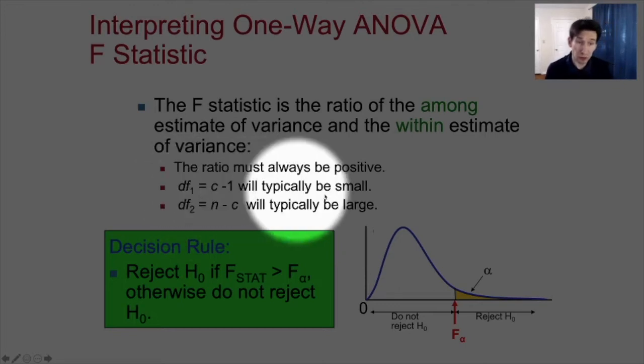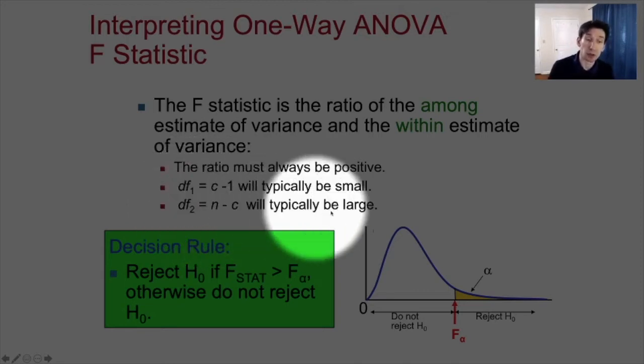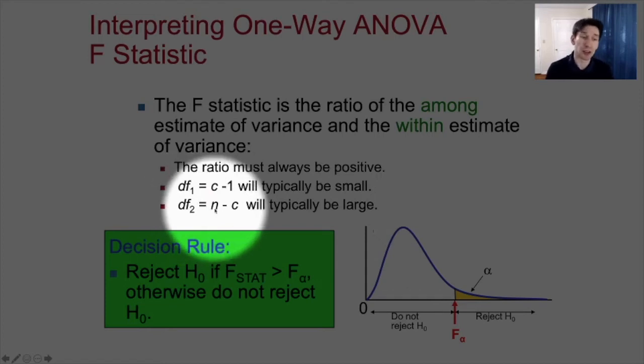Typically, the first degree of freedom will be very small because it's the number of groups minus 1. You may not have that many groups. And typically, the n minus c, the second degree of freedom, will be very large because that's the number of your observations minus the number of groups. Again, you may not have that many groups.